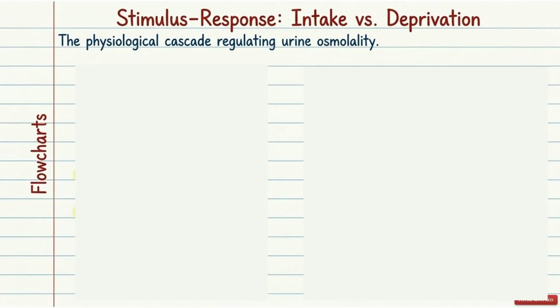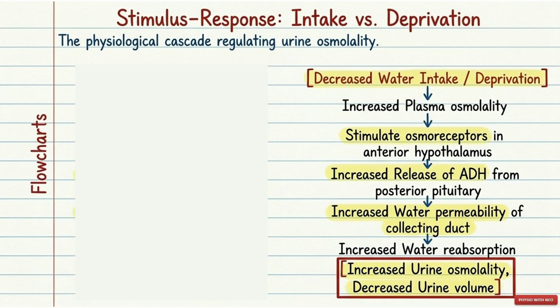But then, what is the stimulus response effect on ADH, whether it is increased intake or deprivation of water? Let's see. Whenever there is decreased water intake or deprivation of water, it causes increased plasma osmolality, which stimulates the osmoreceptors in the anterior hypothalamus. In response to that, there is increased release of ADH from the posterior pituitary, and it increases the water permeability of the collecting duct. So there is increased water reabsorption, and it results in decreased urine volume and increased urine osmolality.